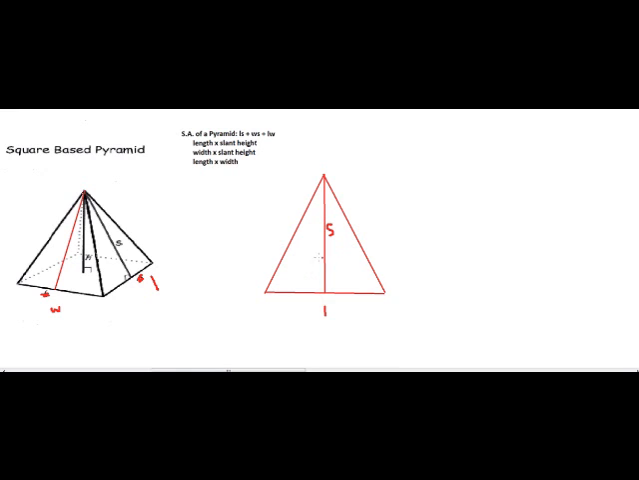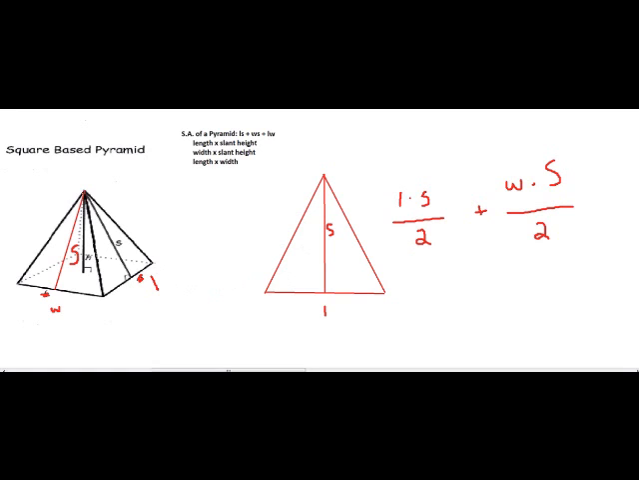Now, what we can do to find the surface area of this pyramid is we can first find the area of this triangle right here. We can do that by multiplying the length times the slant height over 2, and adding that to the width times its own little slant height, which we'll notate with a capital S, over 2. But we're going to have to do that twice, right?